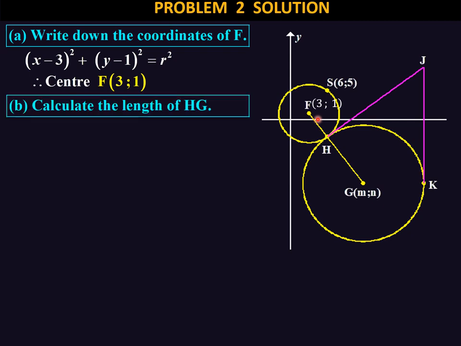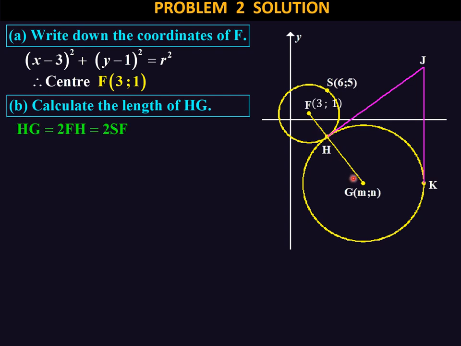Determine the length of HG. Now let's see, where's HG? Remember they said HG is twice FH. So if I know FH, I can find HG. But FH is the same as what? That FH is a radius. FS is also a radius. So if I work out FS, I will get FH. And once I have FH, I can get HG.